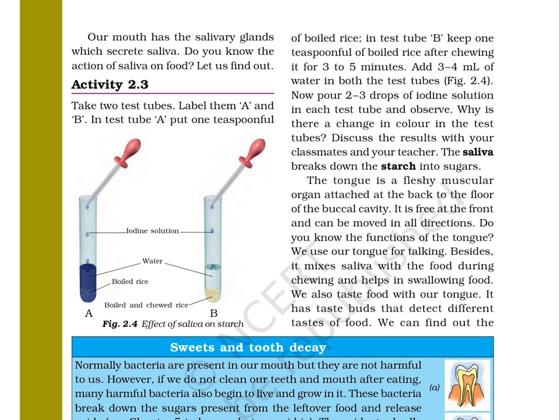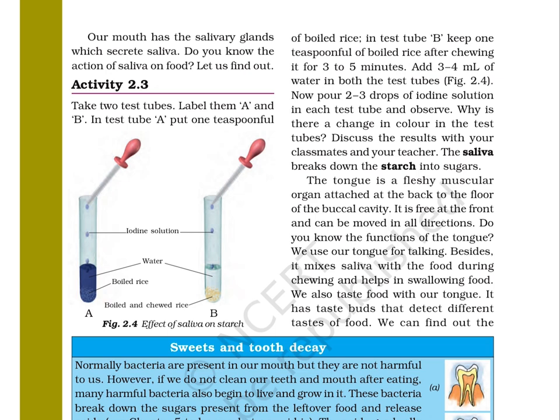Add 3 to 4 milliliter of water in both the test tubes. You can observe this in figure 2.4. Now, pour 2 to 3 drops of iodine solution in each test tube and observe. Why is there a change in color in the test tubes? Discuss the results with your classmates and your teacher. The saliva breaks down the starch into sugars.